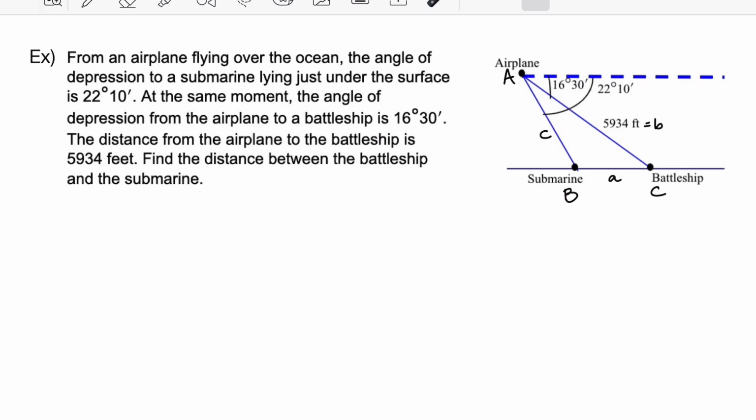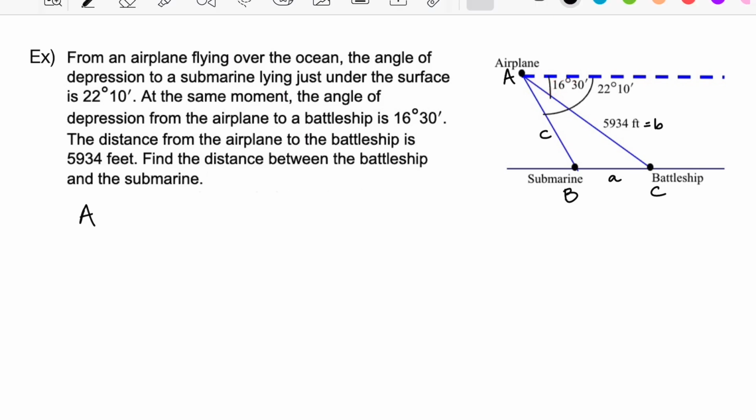So what we want to do is solve this triangle. We want to find these unknown values, and this will help us find the distance between our battleship and our submarine. So first notice that we're given this angle and this angle here. If we want to find this angle A here, we can take this entire angle and then subtract out this angle here.